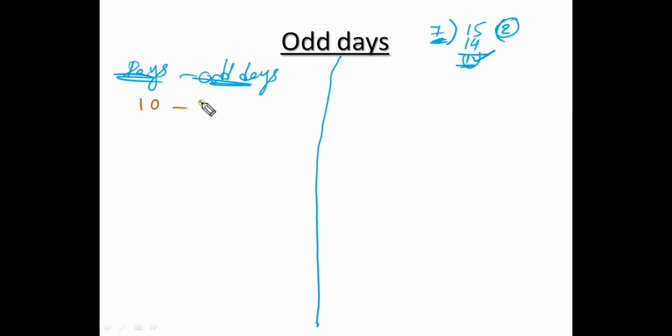10 days, how many odd days? 3. 15 days, how many odd days? 1, remainder. 25 days, how many odd days? 21 is divisible, remaining 4 odd days. 45 days, how many odd days? 42 is divisible, remainder 3. 63 days, how many odd days? There are no odd days, 0 odd days.